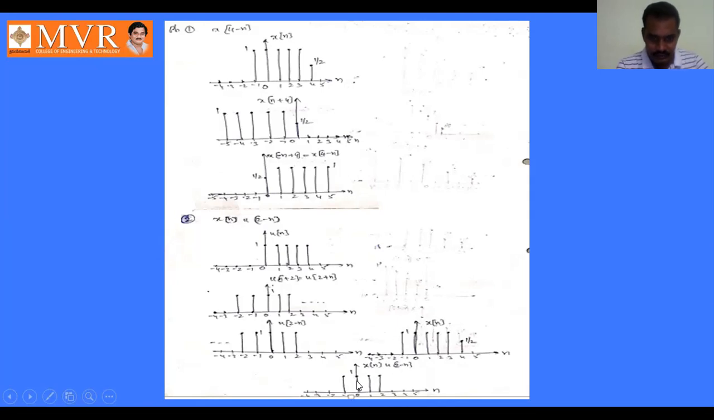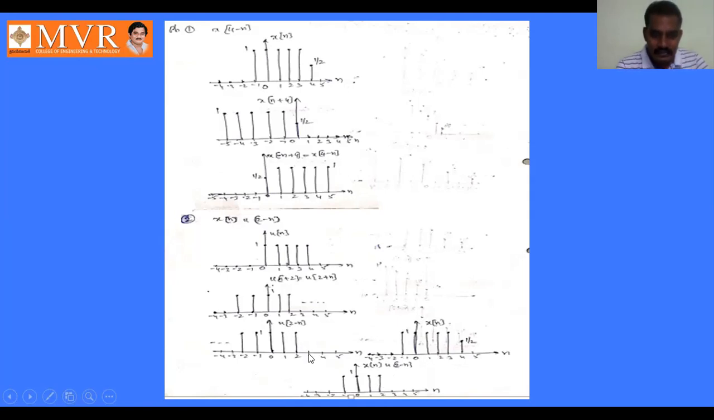So 1 into 1, 1. At 0 its value is 1. At 1 its value is 1. At 1 its value is also 1. 1 into 1 it is 1. At 2 its value is 1. At 2 its value is also 1. 1 into 1 multiplied by 1, 1. At 2 in the resultant waveform we will get its value is 1.